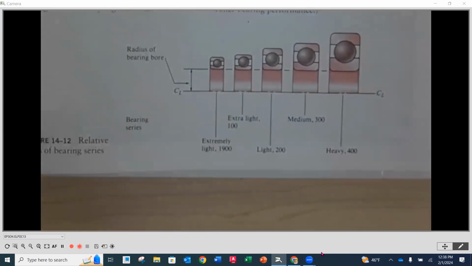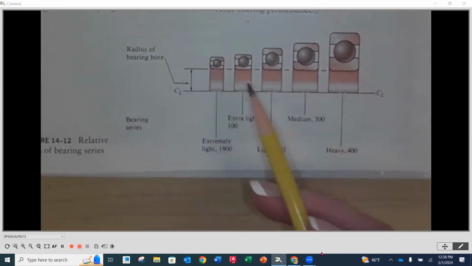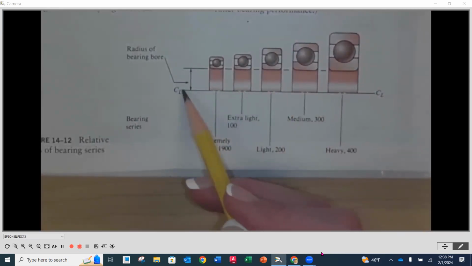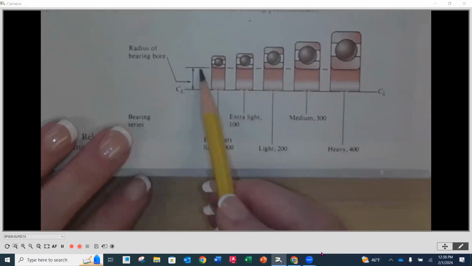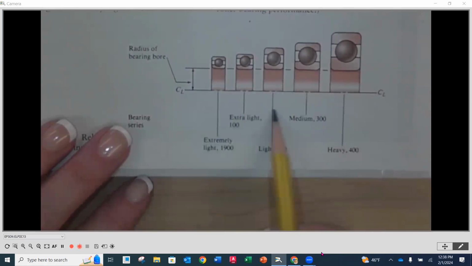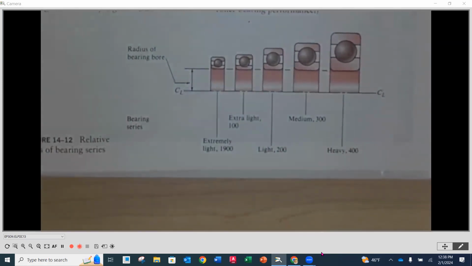Starting on the left-hand side, assuming the center line here is the same for all of them, and they all have the same bore. On the left-hand side, this is considered an extremely light category, then extra light, light, medium, and heavy. You can just see that for that same size bore, and this is just half of it. This is one side, here's our center line, the other side would be down here. For that same size bore on each one of these bearings, notice how they get bigger.